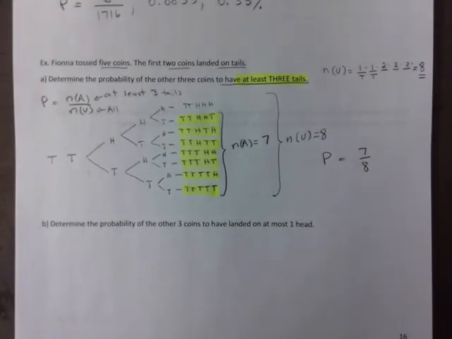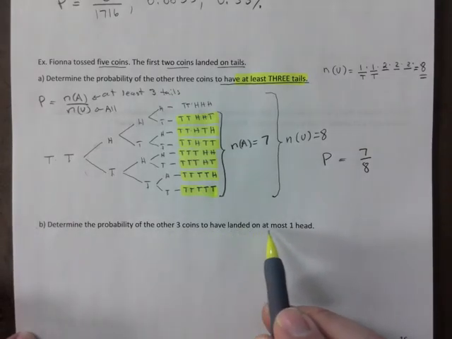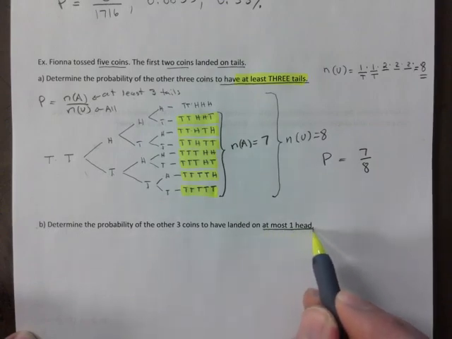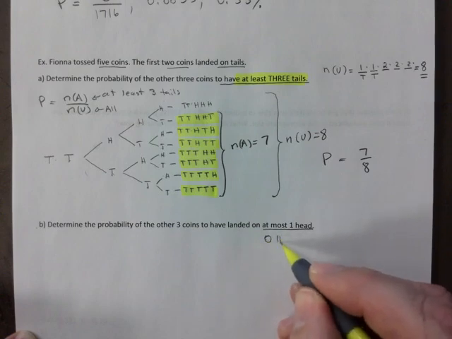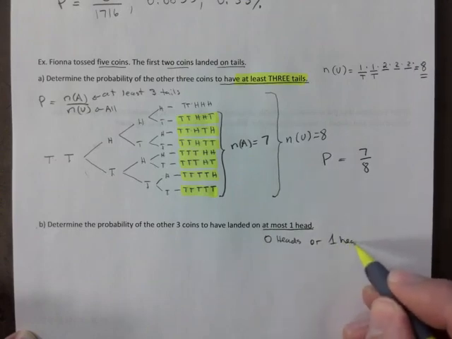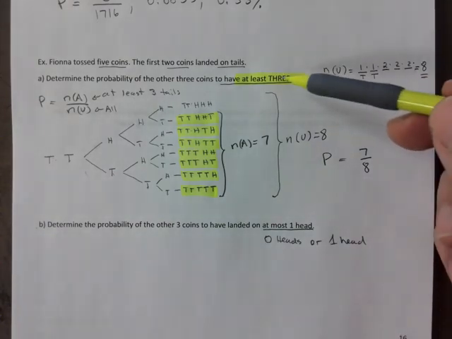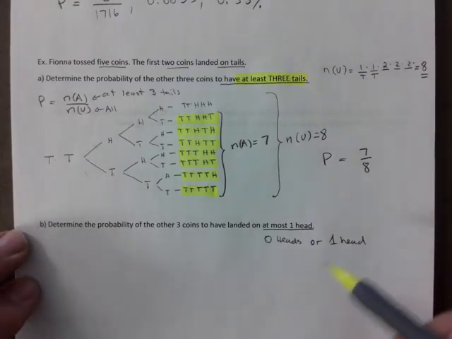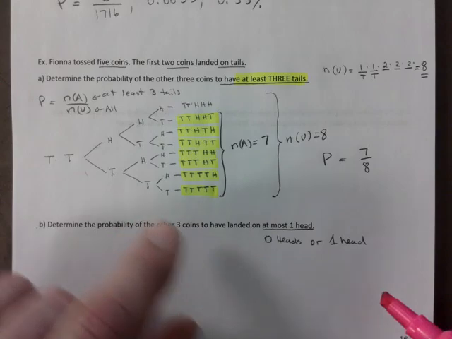Next, determine the probability of the other 3 coins to have landed on at most 1 head. At most means what? No more than 1. So 0 heads or 1 head. That's what it's saying. You need to be able to translate that maybe. Because at least means 3 or more. So 3, 4, 5. Okay. I'm just going to put a dot at most 1 head.